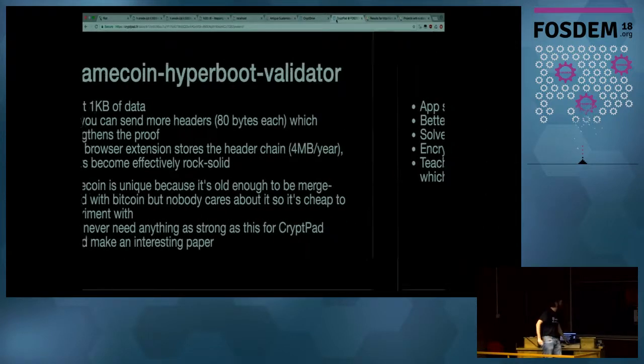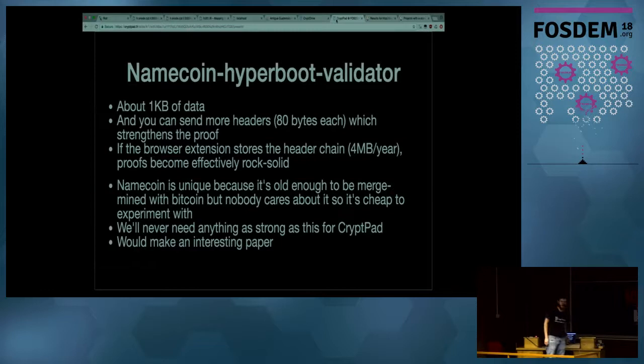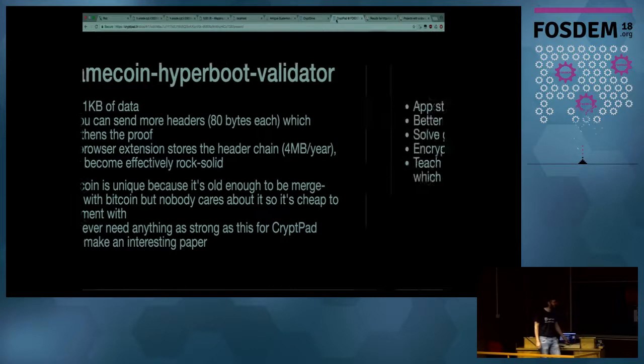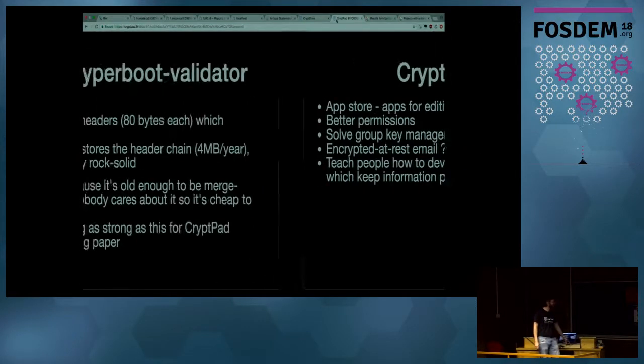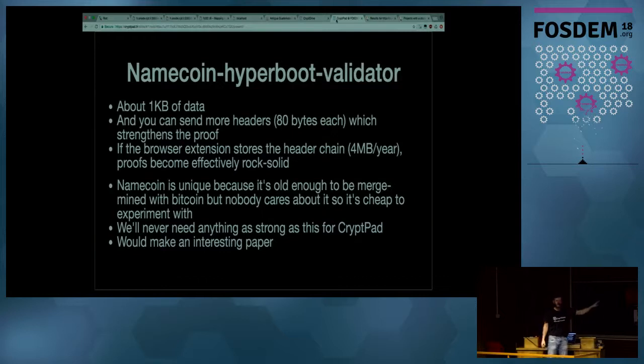This Namecoin thing, I don't think we're probably going to do it for CryptPad. It's cool, it's nerdy, but I don't think we need anything that strong. And somebody should write a paper on this. It would be really neat, especially since one thing that's cool about it, and also a thing that will make it less likely to actually get implemented, is that nobody can make an ICO and try to make $1 million selling you shit coins. So I like that space.